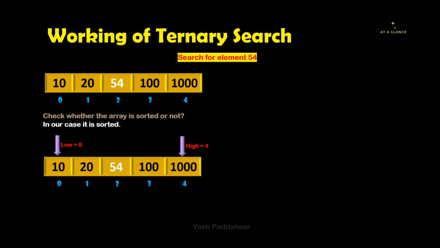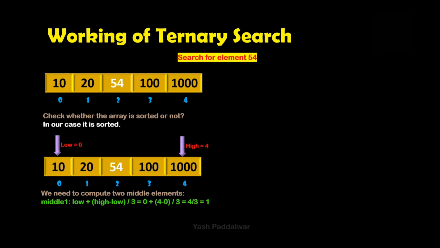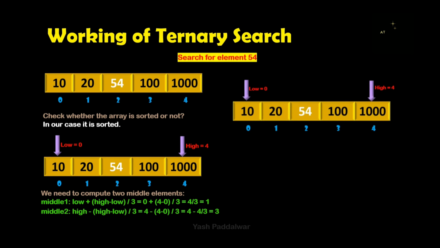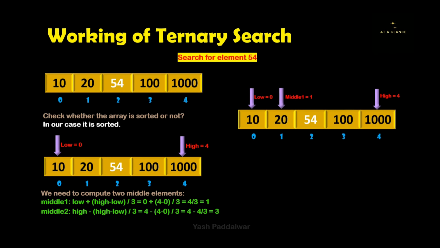The first step is to define the low and high, which is nothing but the first position and the last position of the array. Next we need to compute two different middles. For middle 1, the formula is low plus (high minus low) by 3, which is 0 plus (4 minus 0) by 3, which is nothing but 4 by 3. Now the actual value of 4 by 3 is 1.33, but we will take the floor value. So middle 1 will be 1. And similarly, middle 2 will be 3.